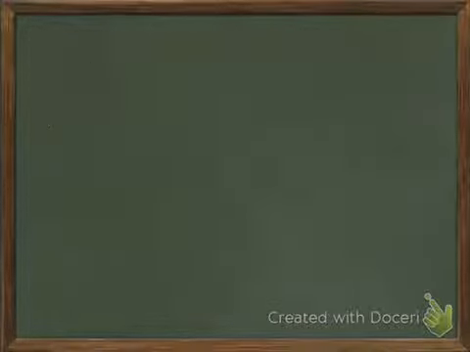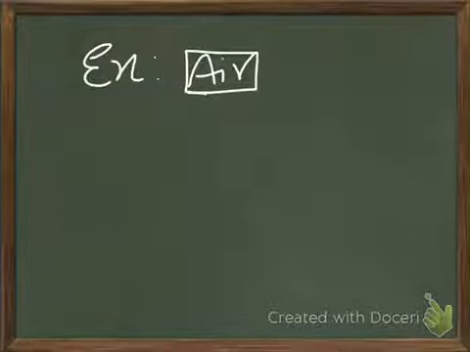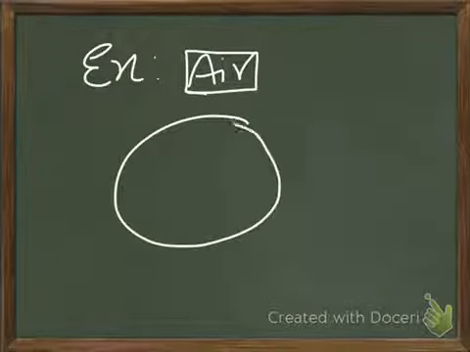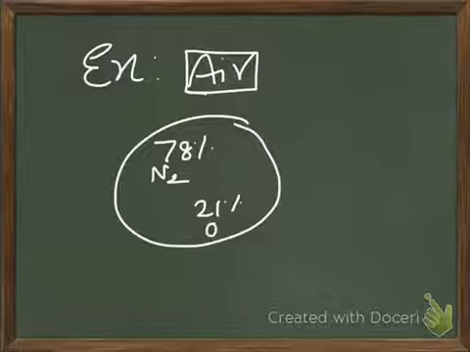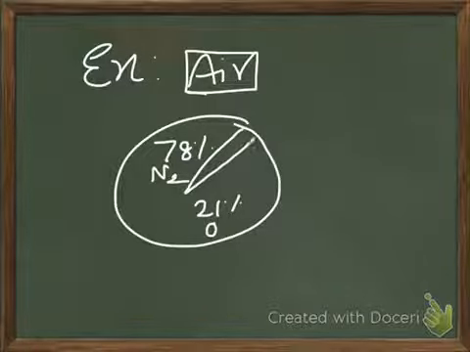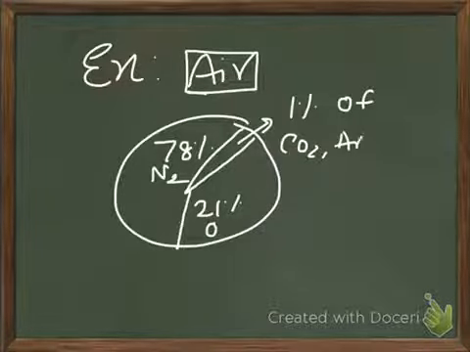Let's take one example of a mixture: air. I know everyone knows that air comprises 78% nitrogen, 21% oxygen, and 1% of other gases such as CO2, argon, etc. Therefore, air is a mixture of gases. That's why air is a mixture.